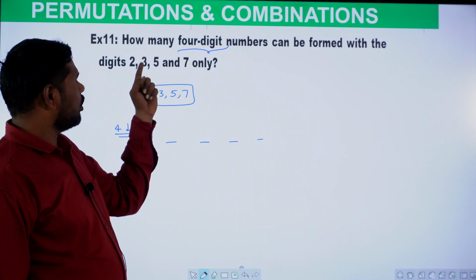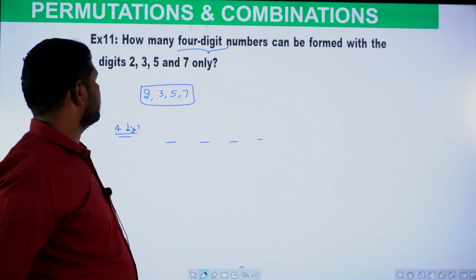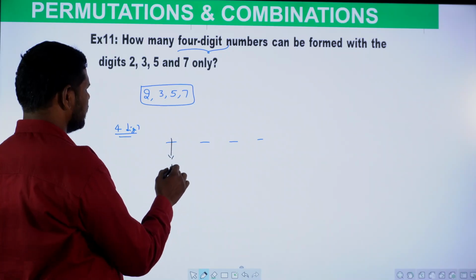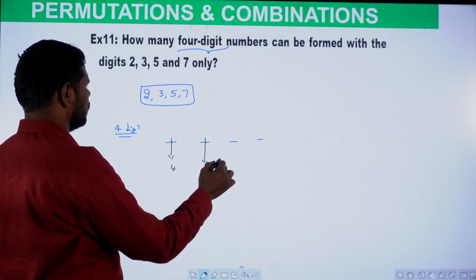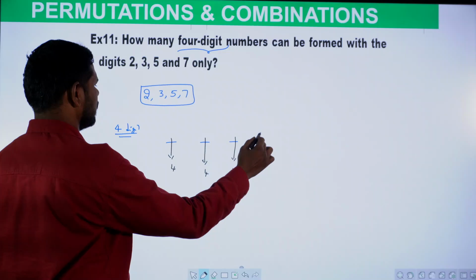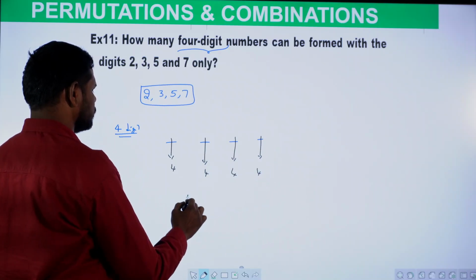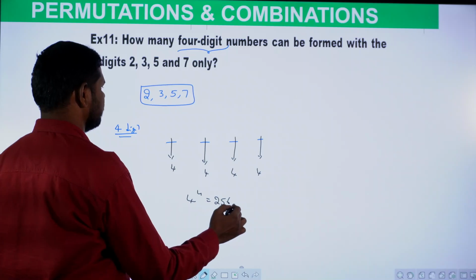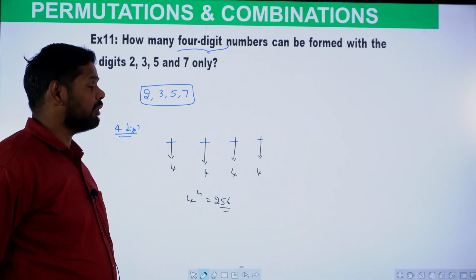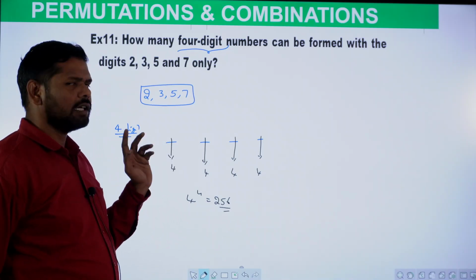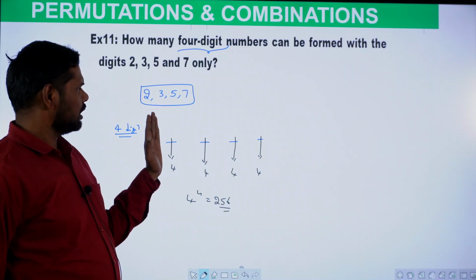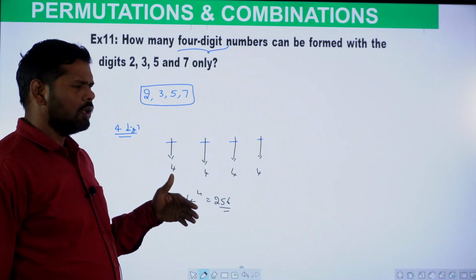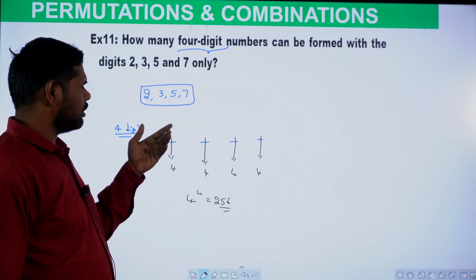Here, how many 4-digit numbers can be formed with the digits 2, 3, 5 and 7? Here any one of the 4, here also any one of the 4, here also, and here also any one of the 4. So 4 power 4 is 256, so 256 numbers can be formed. All twos, all threes, all fives, all sevens, starting with two and remaining threes, two with triple five, two with triple seven, like that. So many ways. If necessary, we will find those out also.